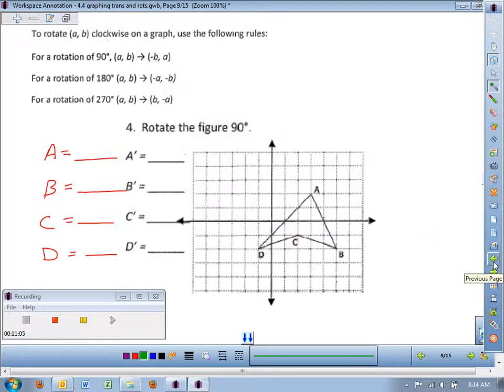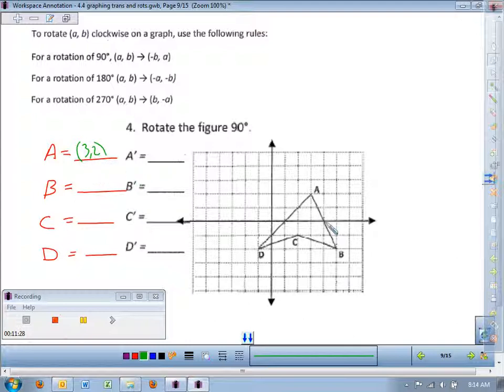Let's actually do some on a graph. It says rotate this guy 90 degrees. Here I've got my rules written down again. You have them on your paper, but I got my rules right there. So first thing you got to figure out is where these original points are, A, B, C, D, the pre-images. So where's A at? A is at 1, 2, 3, the point (3, 2). You got to figure that out.